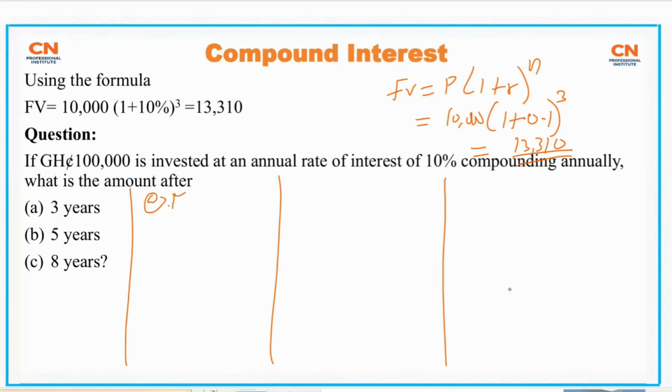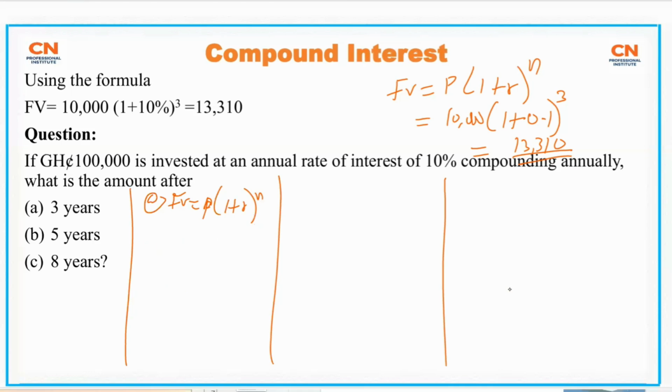So we said the formula: future value is the present value into bracket 1 plus r raised to the power n. So the future value, which we don't know, is the present value, or the principal, 100,000, into bracket 1 plus r, the rate, 10%, 0.1, and then n is 3 years, so raised to the power 3. Let me write everything.